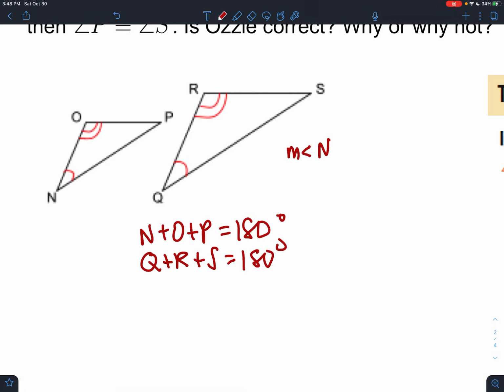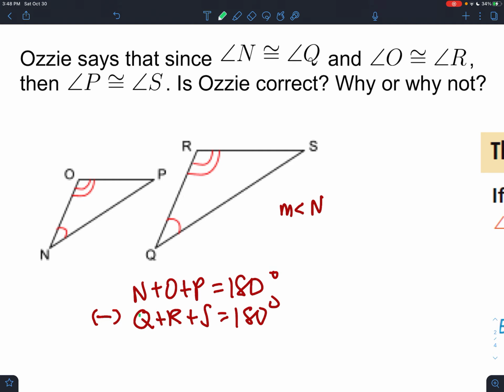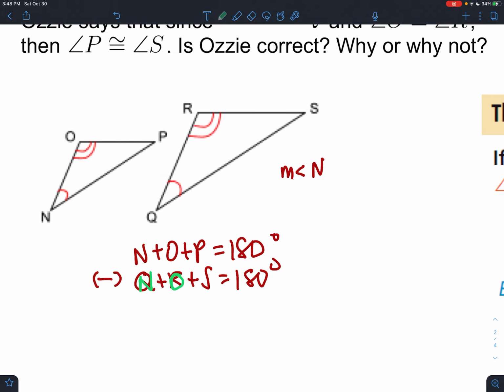It's actually a really cool thing we can do here. If we subtract these equations, knowing that this one is the same as N and the R is the same as O. Remember you subtract equations when you're doing elimination a long time ago in algebra? This is 0, 0, P minus S equals 0. Doesn't that mean that P is S?